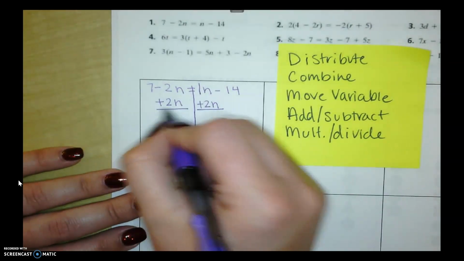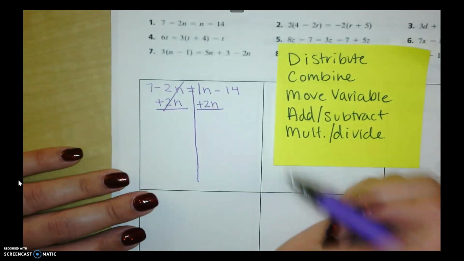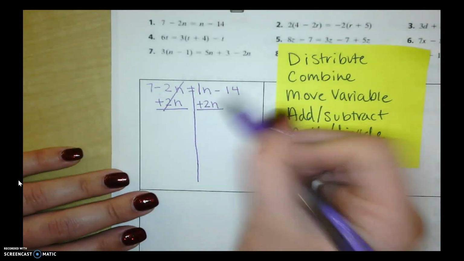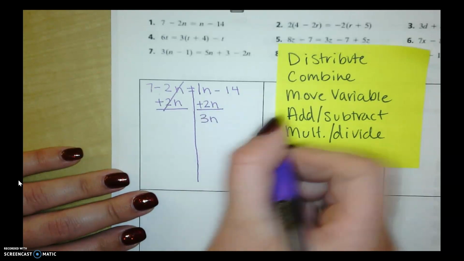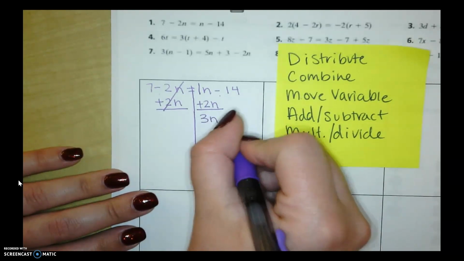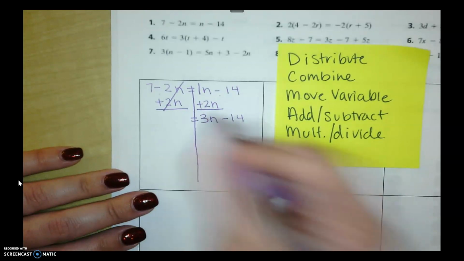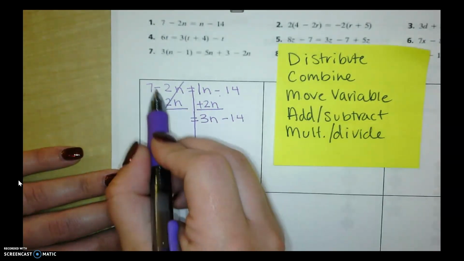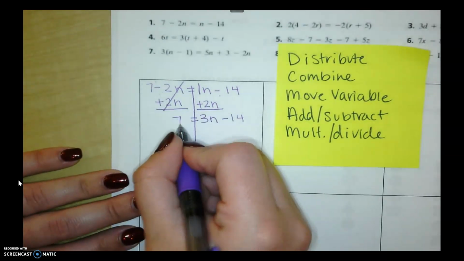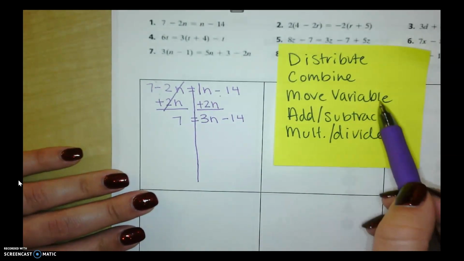Remember, negative 2n plus 2n cancels out. And then I have 1n plus 2n, which is 3n. Then I'm going to bring down my minus 14. I'm going to bring down my equal sign. And I'm going to bring down this 7 because that's what's left over here. Okay, I move the variable.